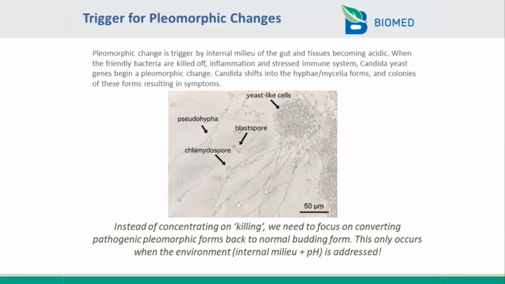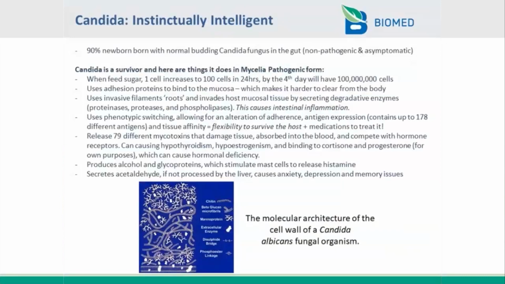And then we also have to think about the environment, that internal milieu and the pH, and we have to address it to be able to support that budding form to stay in that budding form. So those are the two things that Angela and I are going to be conveying tonight as far as the whole reasoning and understanding of biological medicine in regards to Candida. And this is where therapy is also going to be coming into play to be able to create these things to happen.